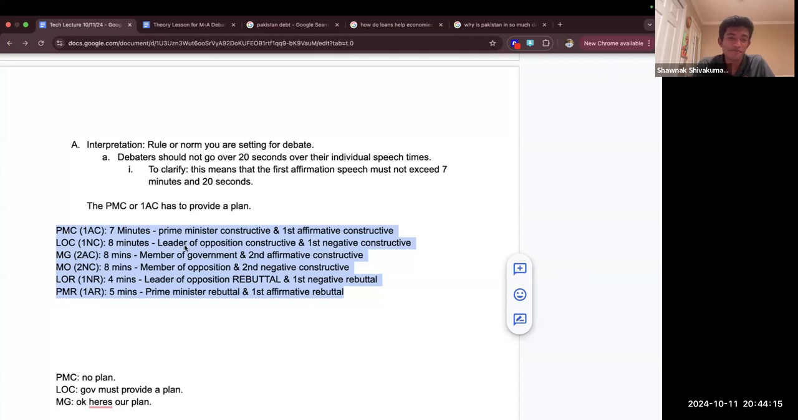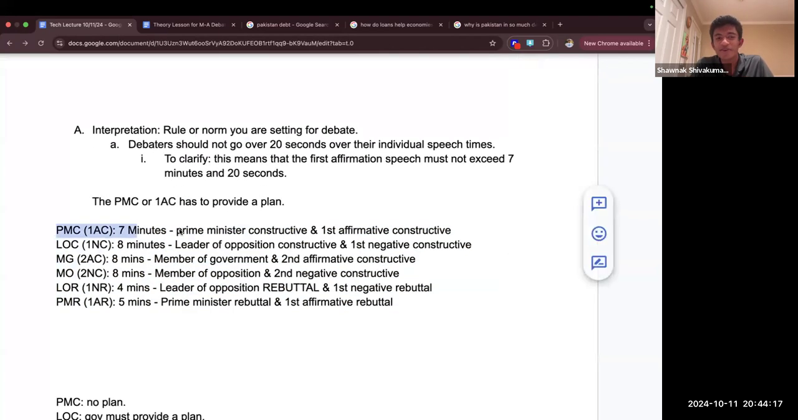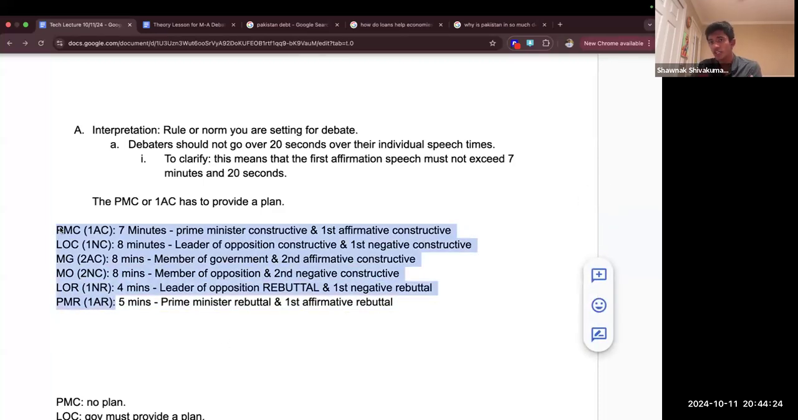He's amazing. But yeah, okay, so the PMC or the 1AC is 7 minutes long. Very important to know these because this is how you're going to refer to a speech. Always you need to know this to communicate.